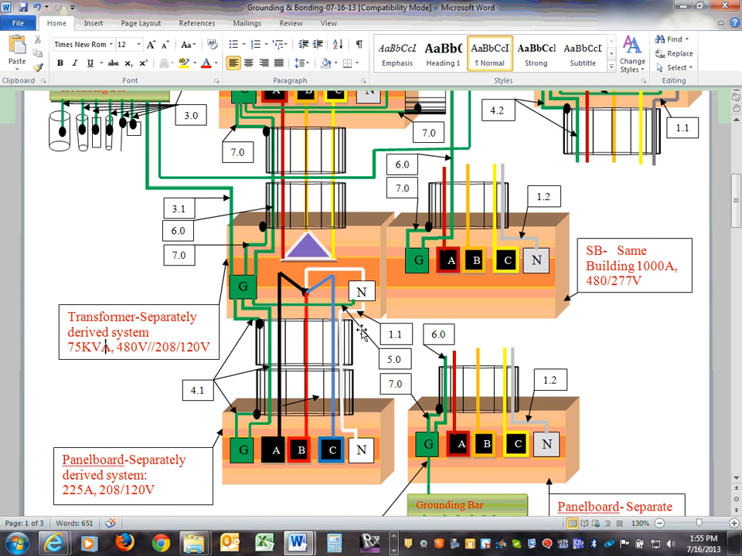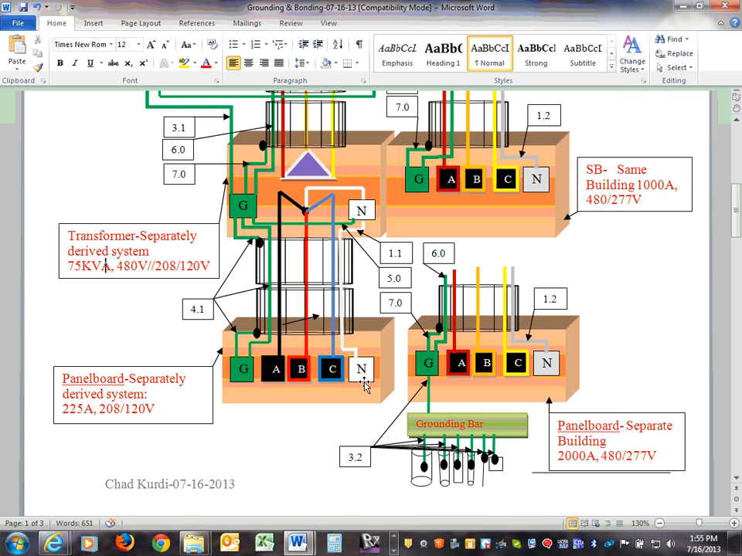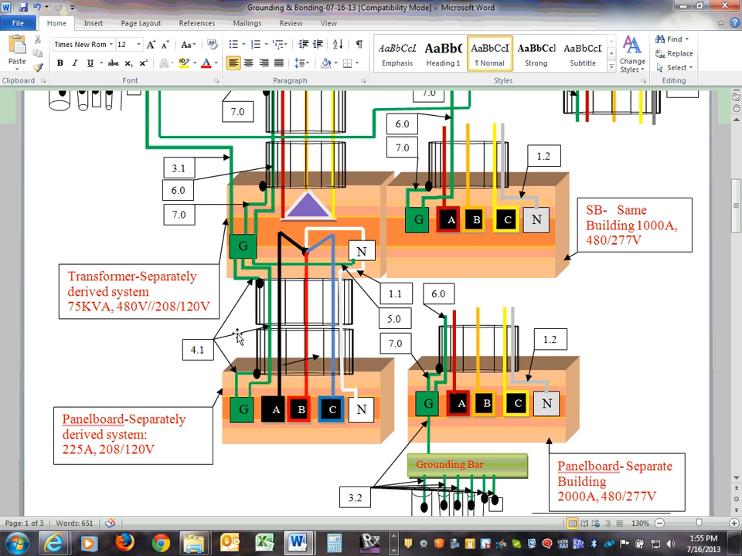So that's your 4. Then 1.1, guys, this is your neutral that you pull. That's your 120 neutral. You pull it all the way. Now that you move the 4-wire system into the panel, now you have to pull 4.1. I call it 4.1 here.